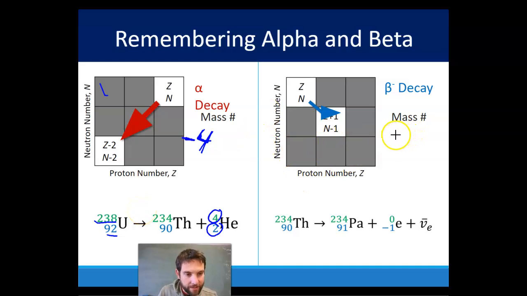For beta minus decay, our mass number is going to still be the same. So our mass number doesn't change because for an electron, we're not accounting for the mass. Also no mass for the anti-electron neutrino.